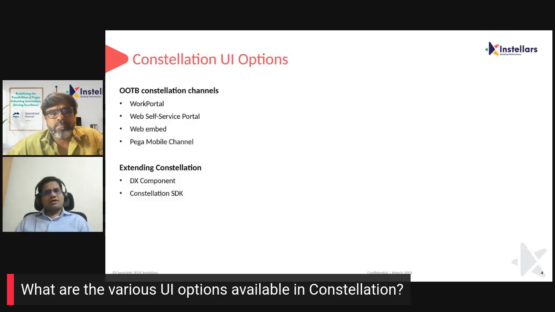Sure, Manju. There are different options for building and expanding Constellation applications. Some of the out-of-the-box Constellation channels: first, the web portal, a standard portal designed mainly for business users to manage complex workflows, with a focus on collaboration, data access, and real-time processing. Next is the web self-service portal, designed for occasional tasks. It offers a simple, guided experience for employees or customers, and it's easy to use.